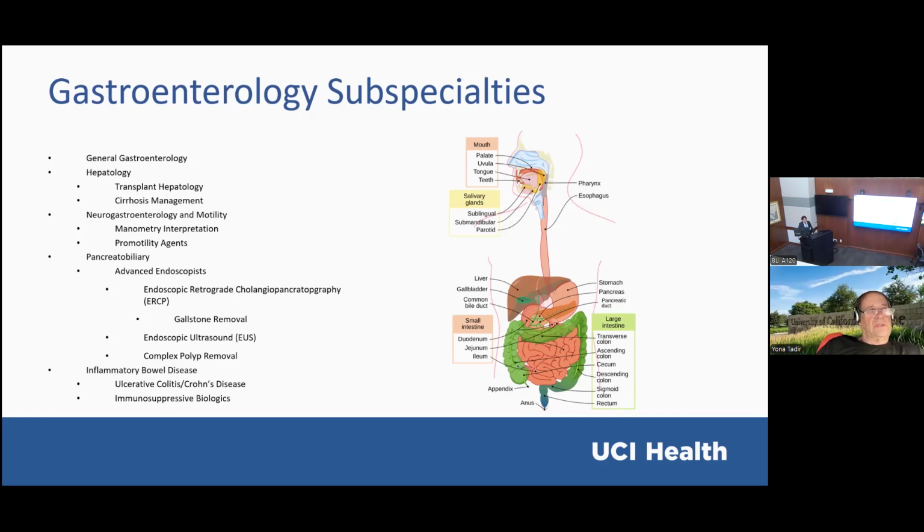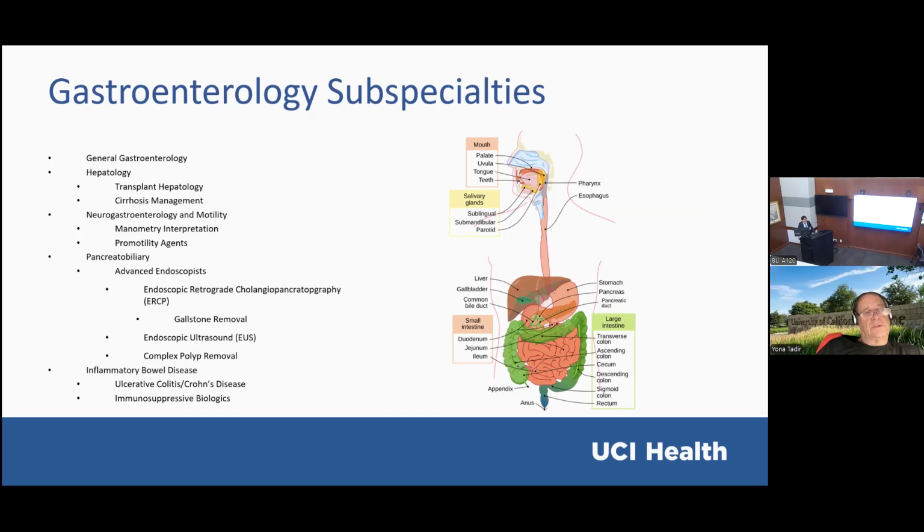Hepatology: liver doctors who manage end-stage liver disease when the liver gets very scarred down, and can do life-saving transplant hepatology and manage immunosuppression by coordinating liver transplants for these patients. Neurogastroenterology and motility: we study the peristalsis of swallowing in the esophagus, emptying of the stomach, and slow transit of the colon, and administer medications, pro-motility agents, to help patients with these specific issues.